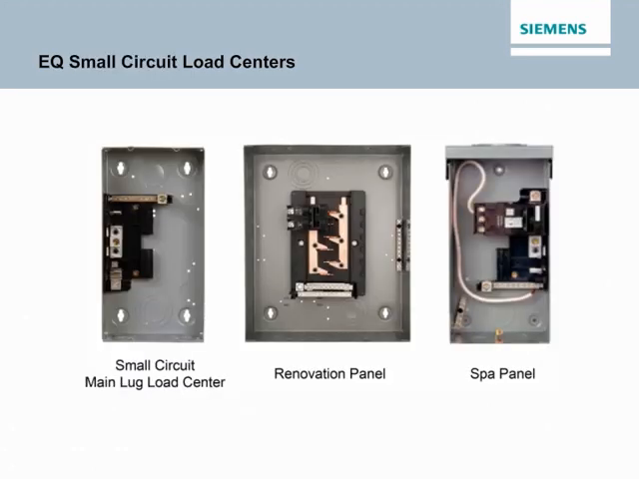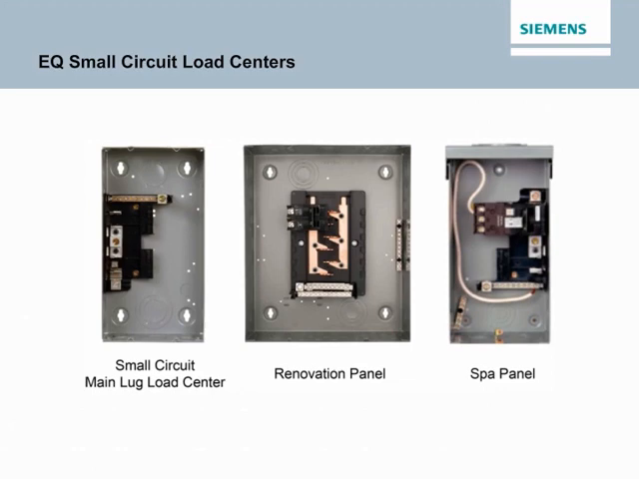Siemens EQ small circuit load centers are 1-phase 3-wire 120/240 volt load centers available with main lugs or main breaker and copper bus, or main lugs and aluminum bus. Both indoor NEMA 1 and outdoor NEMA 3R enclosures are available. EQ small circuit load center sizes range from 4 to 20 circuits, 100 to 200 amps. Among the products included are renovation and spa panels.